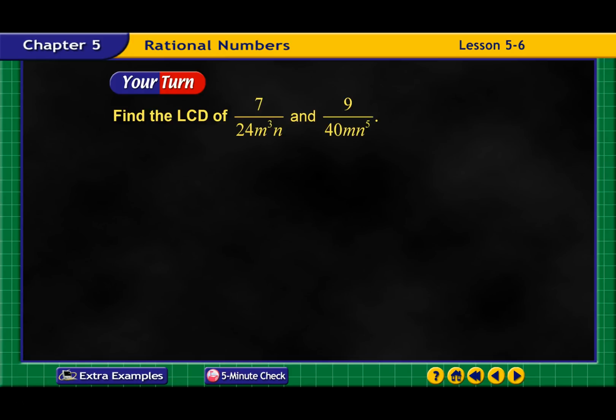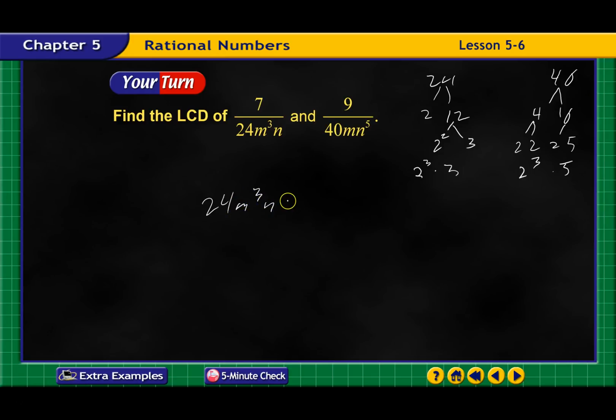Okay, try to keep going here. So 24 and 40, we'll start with those. 24 is going to be 2 and 12, and that's going to be 2 squared and 3, so that gives me 2 cubed times 3. 40 I'm going to split up into 4 and 10, and that's going to be 2 and 2, and then 2 and 5, so 2 cubed and 5. So when I put these all out here straight, 24m cubed n is going to be 2 cubed times 3 times m cubed and n.